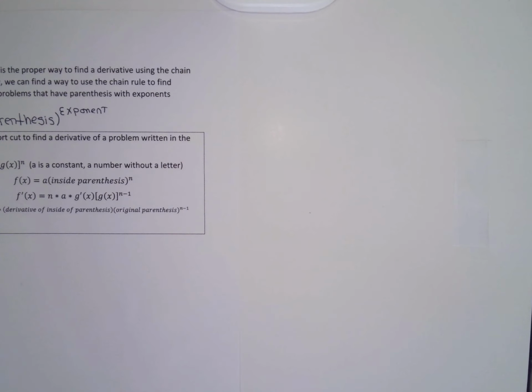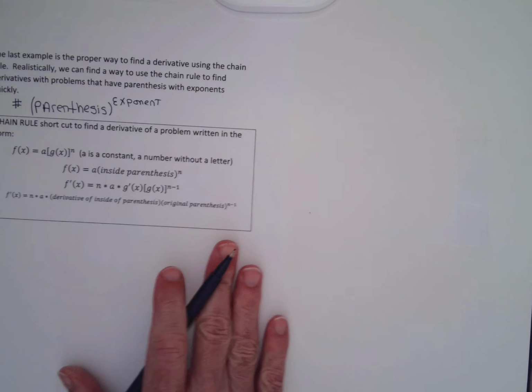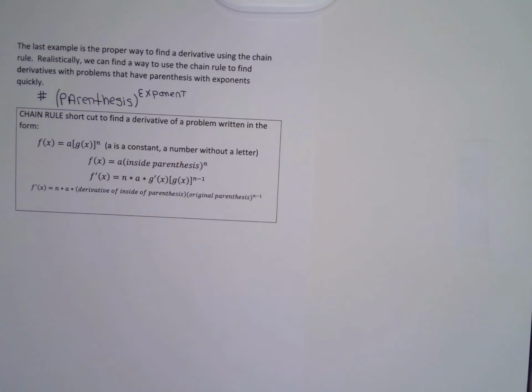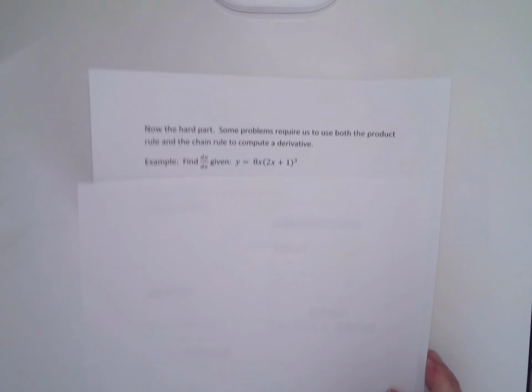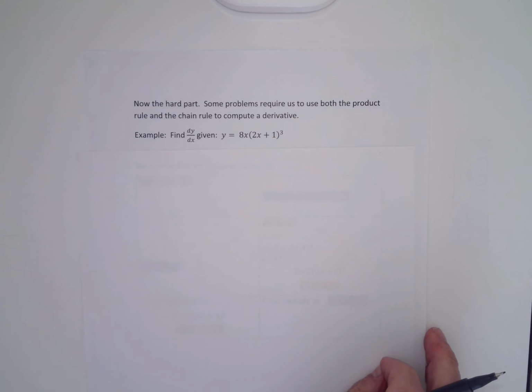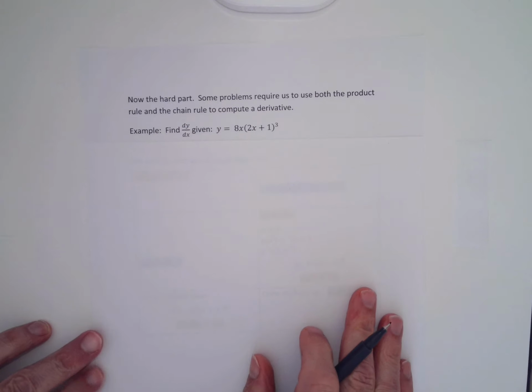So we can kick it up a notch, and this is the hard part of this section. What happens when you need 2 rules? This is the first time we're going to have to delve into using multiple rules. When I look at this problem that I'm flashing up on the screen right now, it's not a perfect candidate for the chain rule.